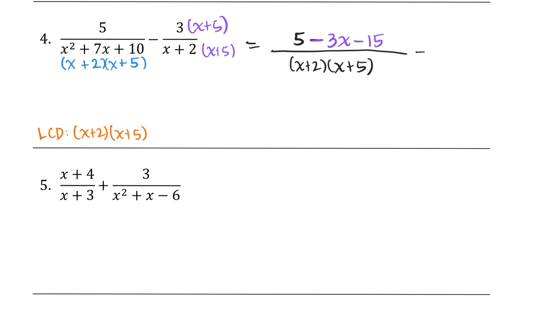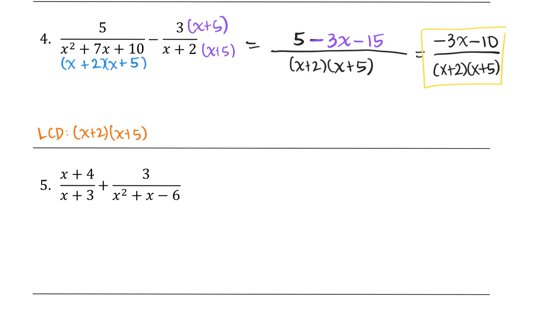Let's combine like terms. So negative 3x, 5 minus 15 is negative 10 over x plus 2, x plus 5. Is there a common factor with negative 3x and 10? No, so I will leave it the way it is. But if there was, I would factor and cancel. Next one's similar, but getting a little harder.